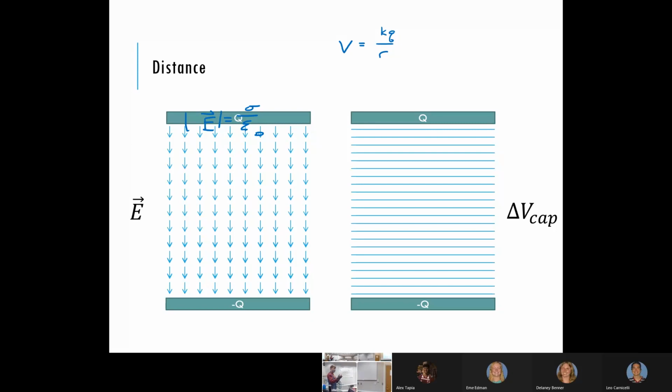So it doesn't matter how far apart the two plates are? Yeah. And practicality matters. I'm keeping the separation distance small relative to the area of the plate.